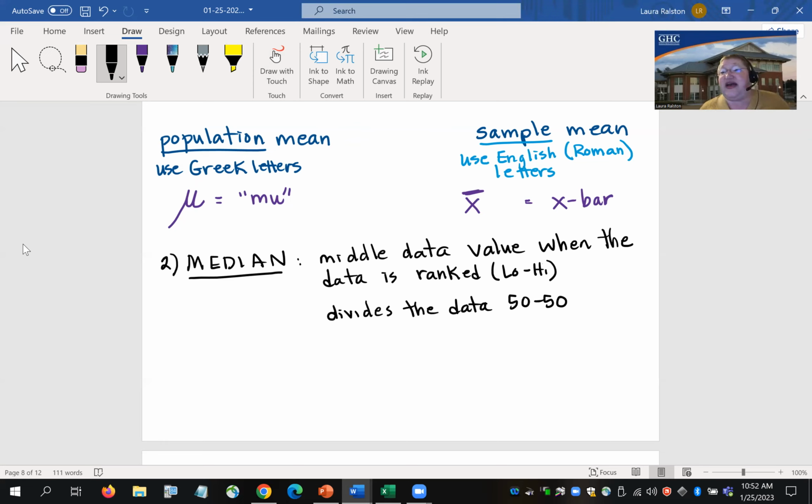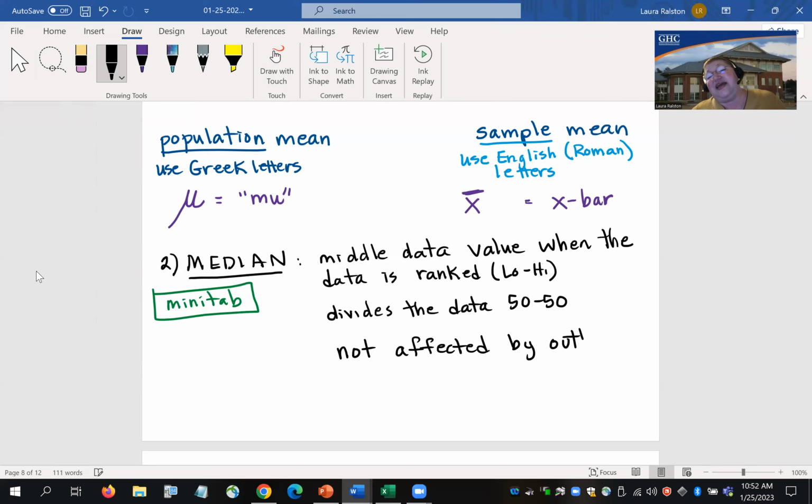It doesn't really have a special symbol. If I'm not mistaken, again, I know Minitab calculates it. So Minitab's going to do this calculation for us. One of the benefits of the median is that it is not affected by outliers. So sometimes when you have outliers, we may use the median instead. It's not affected because you're not actually performing a calculation. You're just locating the data value that's in the middle.